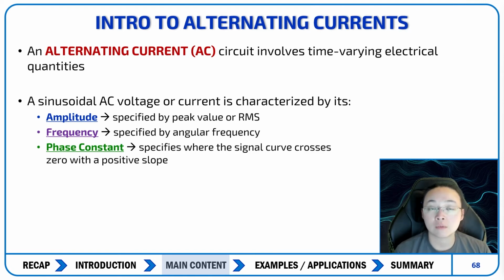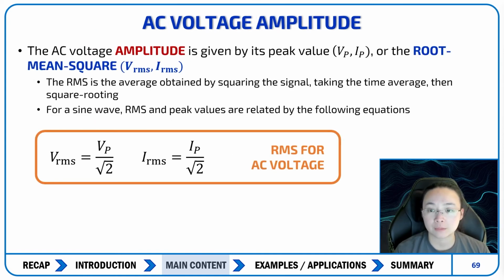The frequency is going to be specified by an angular frequency, and the phase constant is going to specify where the signal curve crosses zero with a positive slope. So those are the three characteristics of a sinusoidal AC voltage. So we'll look at each of these separately: amplitude, frequency, and then the last one.